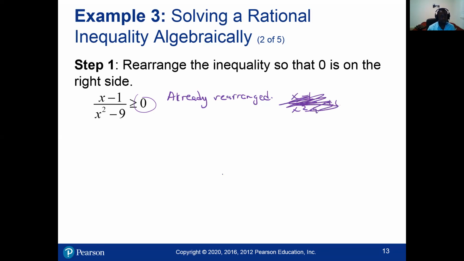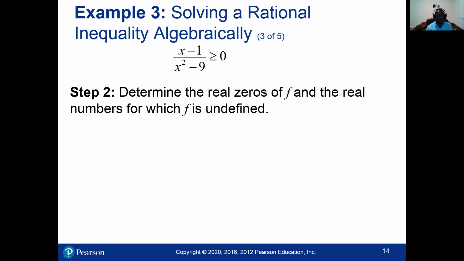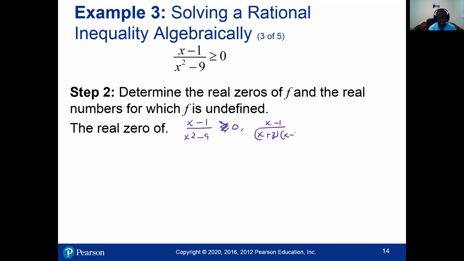That's step 1. Now step 2 is to determine the zeros of f and the real numbers for which it is undefined. So what are the real zeros? We have x minus 1 over x squared minus 9 greater than or equal to 0. Now, x minus 1, and you factor the denominator: x plus 3 and x minus 3, greater than or equal to 0.